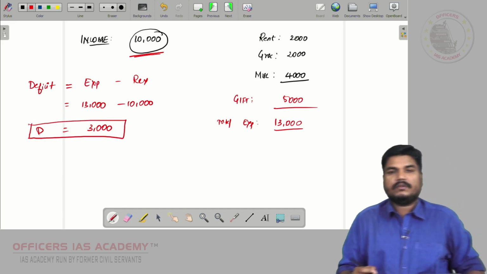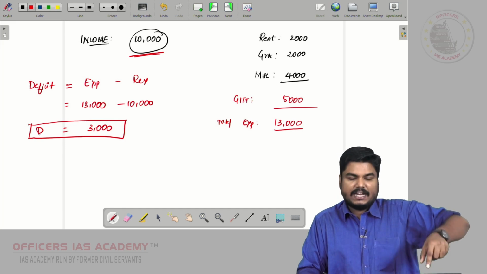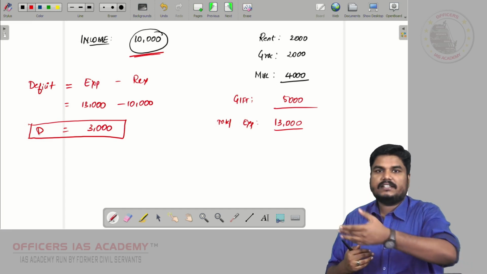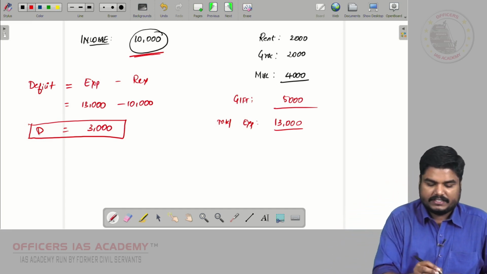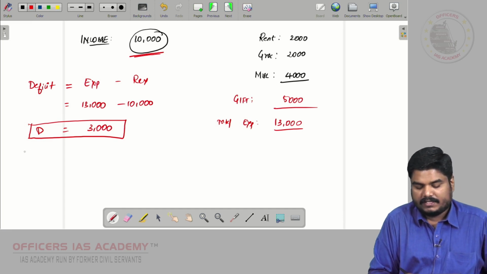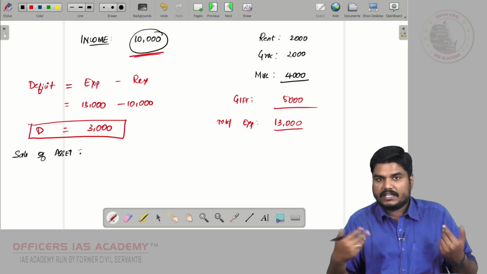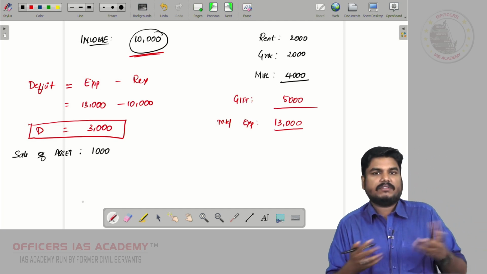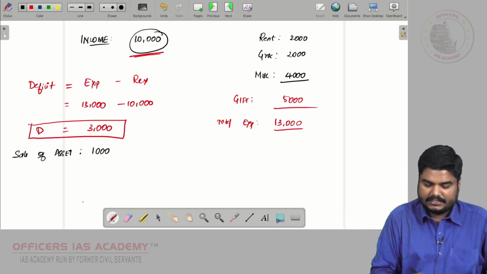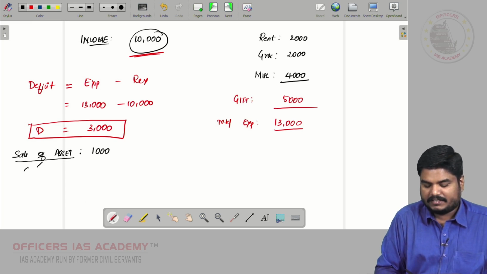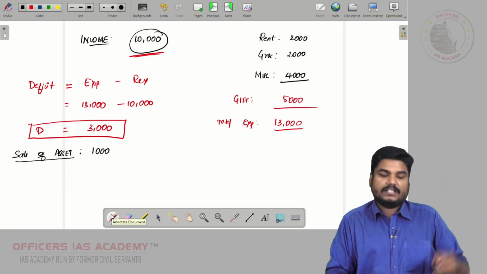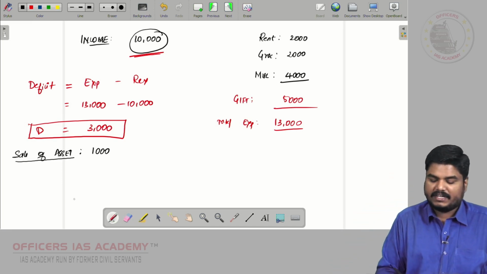So what will I do to meet this deficit, to finance this deficit? First I will consider selling my asset. I have a ring, I can sell it in the market, I can get some money. So sale of asset. I am selling this ring in the market and I am able to get some 1,000 rupees. This sale of asset is an example of capital receipt. Through sale of asset, I am getting 1,000 rupees. Now still I have a deficit. My deficit is 2,000 rupees.